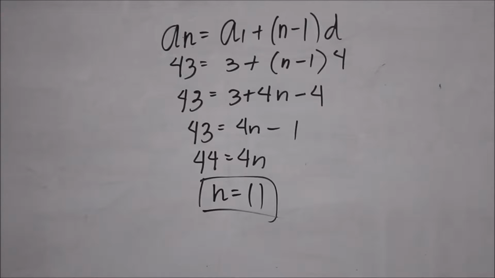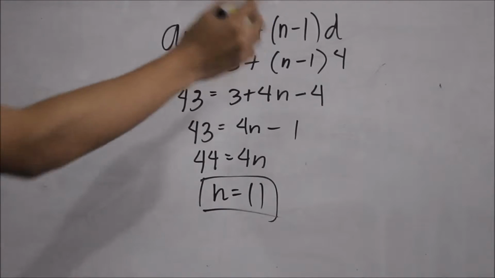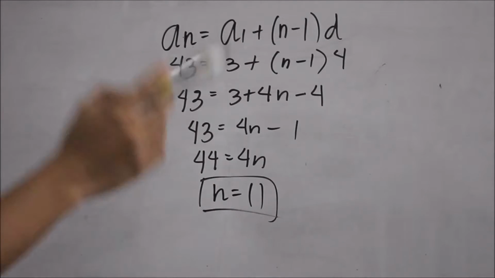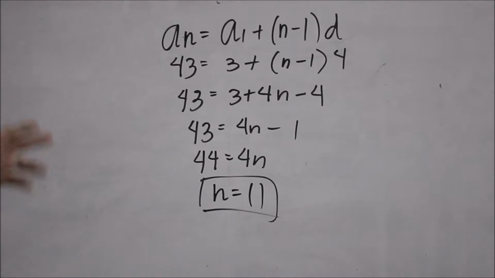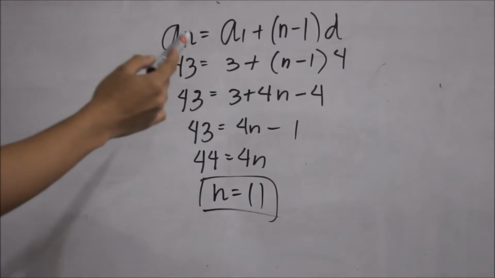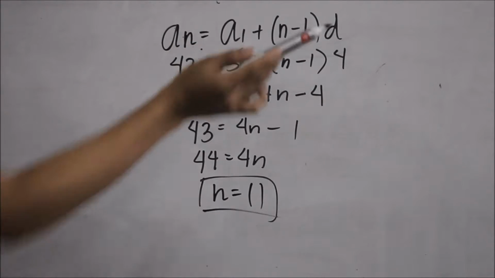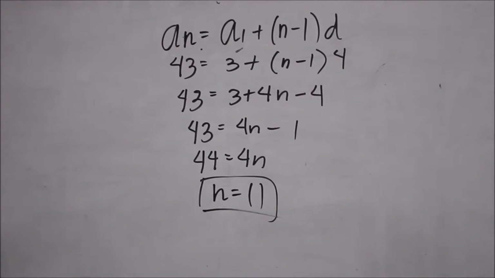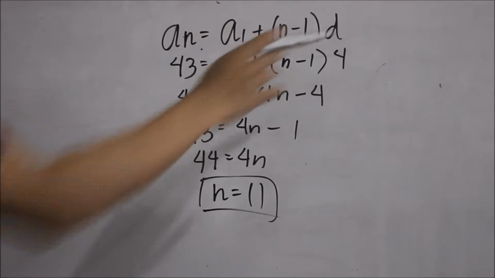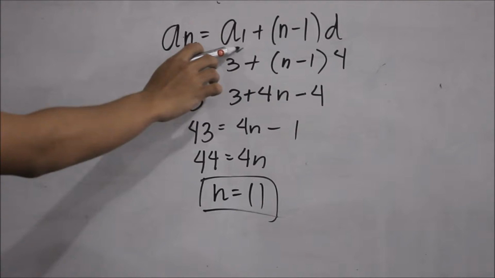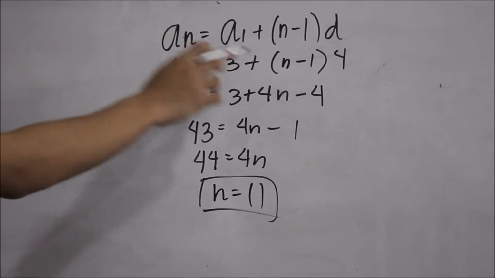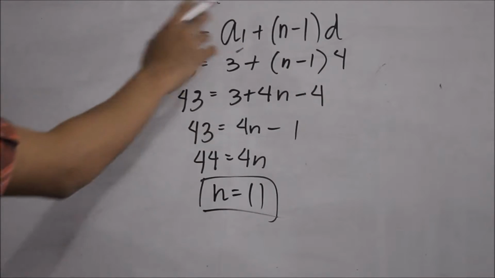So the formula for arithmetic sequence is a sub n is equal to a sub 1 plus n minus 1 multiplied by the common difference. In order to get the common difference, we just need to subtract the first term from the second term. So 7 minus 3 is equal to 4. So let's substitute the values of the given in the formula. So a sub n is equal to 43, which is the last term. A sub 1 is 3, the first term. And the common difference is 4.